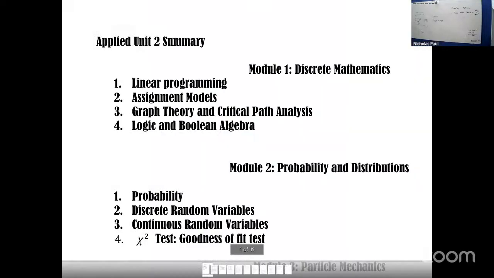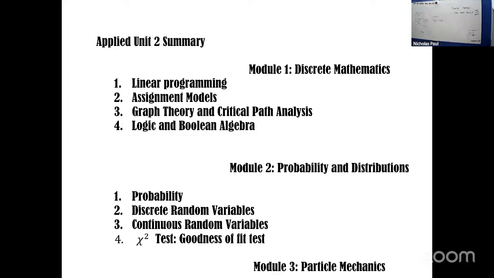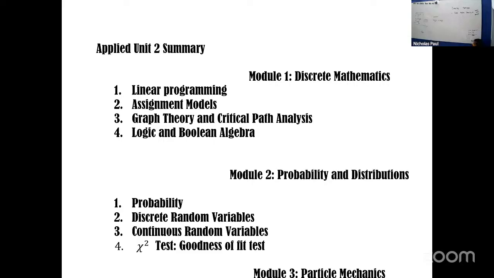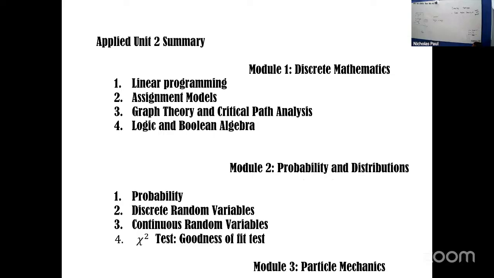Linear programming, just like what you did in CX Maxa. That linear programming, same thing. Assignment models, that's like a Hungarian algorithm. You have graph theory, CPA, critical path, and logic and Boolean. Since we are now starting today, we will start with logic and Boolean algebra.